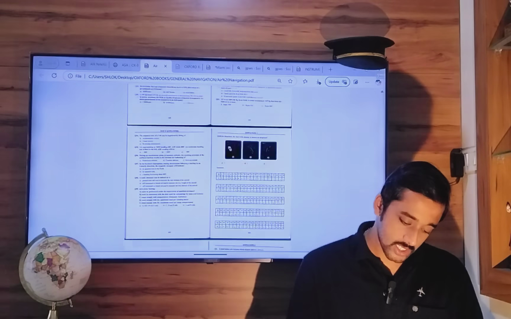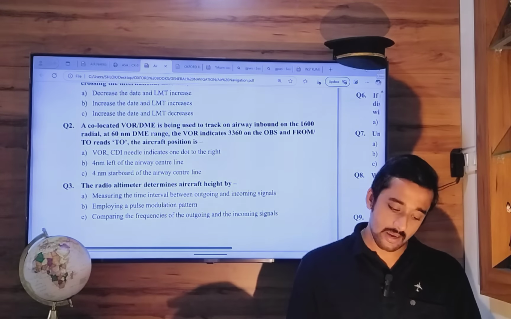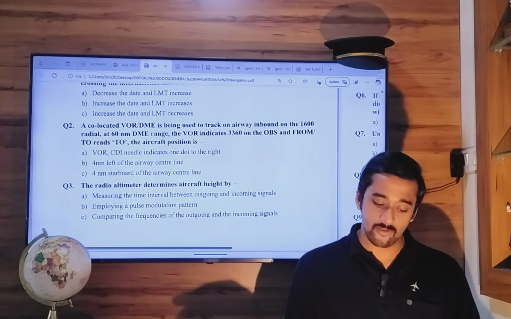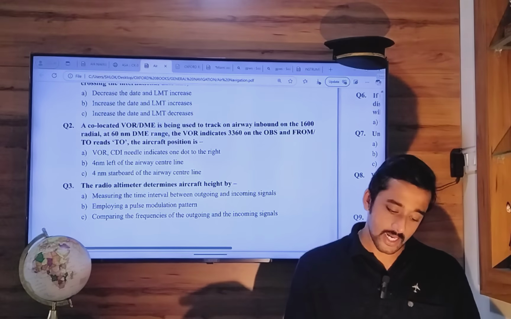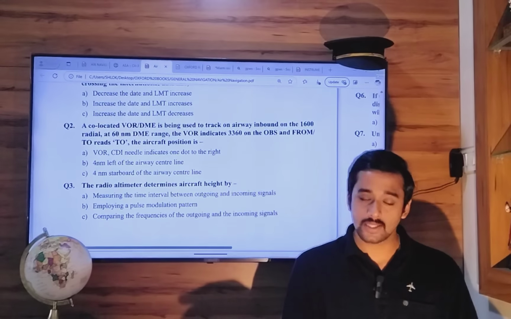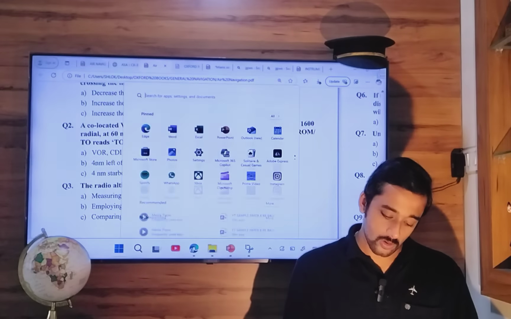Let me check the question again. So a co-located VOR DME is being used to track an airway inbound on the 160 radial. At 60 nautical miles DME, the VOR indicates 336 on the OBS and the FROM indicator reads 2.